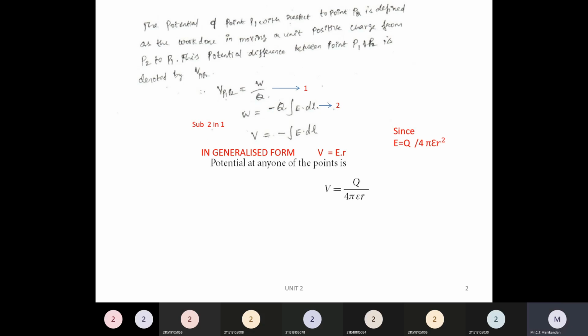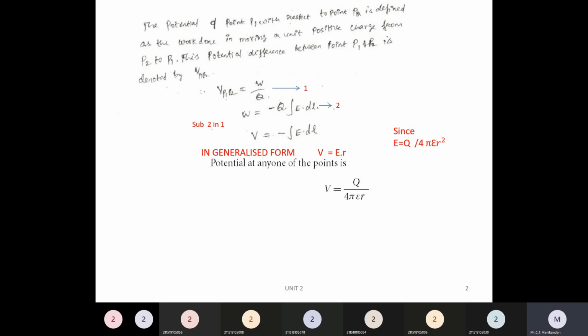So potential and electric field are related by this formula, V equal to minus integral E dot dl, where E is the electric field and dl is the differential length. In the normal form, so far we have seen the integral and differential forms, simply V equal to E into R, or we can say E into D, electric field into distance.